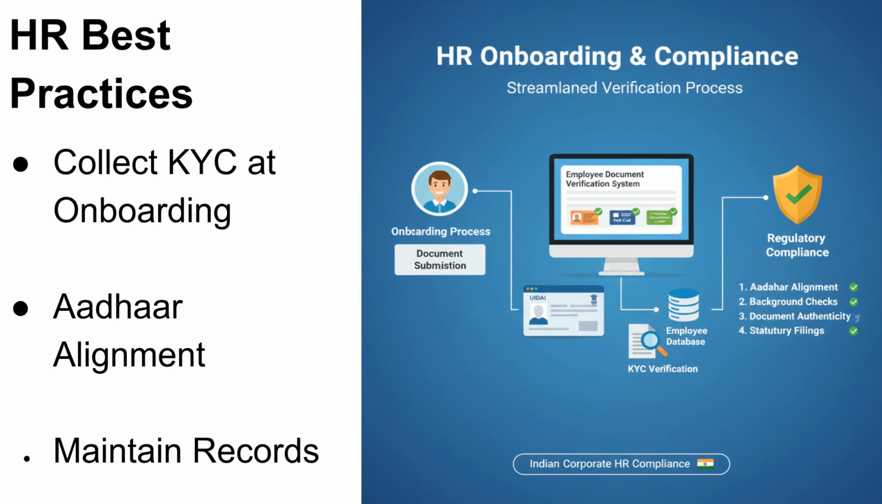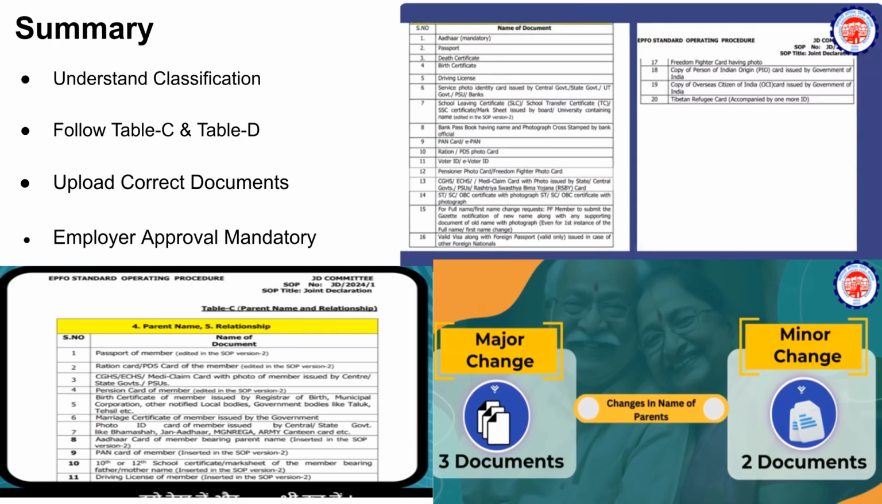joint declaration complications. To summarize, always identify whether the change is major or minor, comply strictly with Table C and Table D documentation requirements, and ensure timely employer verification.